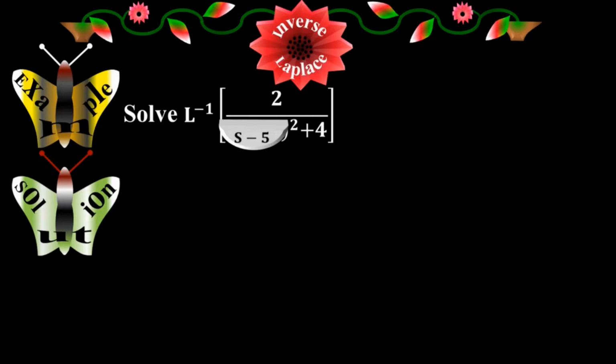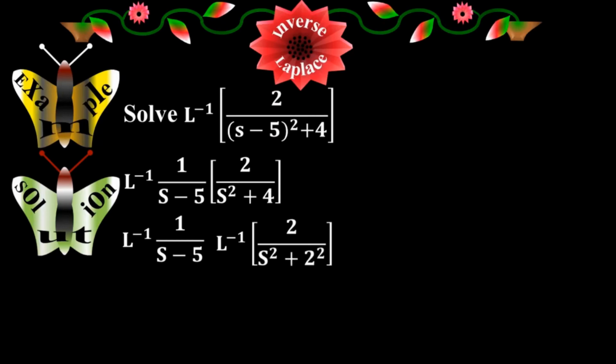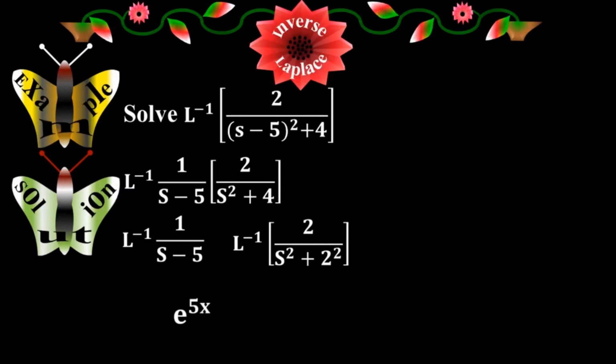I'm going to take 1 over s minus 5 out of the function to have inverse Laplace of 1 over s minus 5. And now I am left with 2 over s squared plus 4, which is my second subfunction. So the given function f of x is the combination of these two subfunctions. Let me write inverse Laplace of 1 over s minus 5 times inverse Laplace of 2 over s squared plus 2 squared. Inverse Laplace of 1 over s minus 5 equals e to the 5x. Inverse Laplace of 2 over s squared plus 2 squared equals?